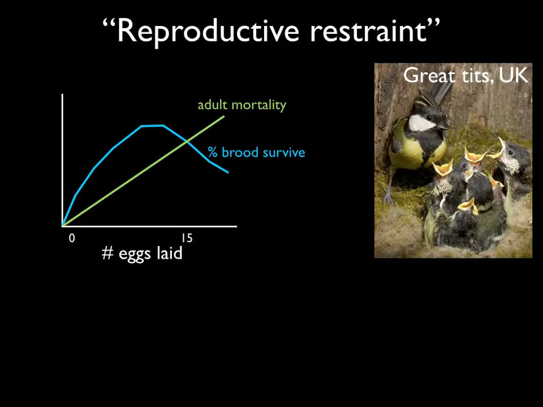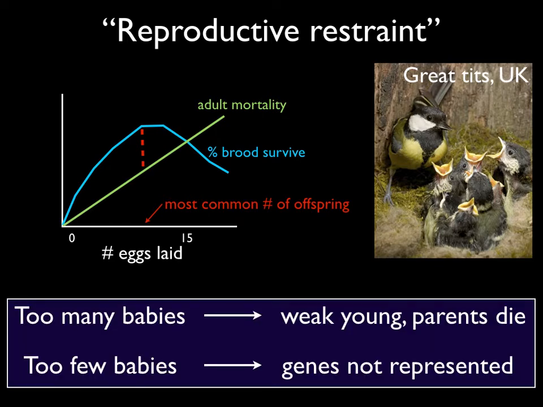And this is just showing you an example of reproductive restraint, why it looks like birds might be laying fewer eggs than they could, but how it actually makes sense from the point of view of the individual. So if you look at these curves of adult mortality and the percentage of brood surviving, we see that the greatest gap between how likely the children are to survive and how likely the parents are to die while taking care of these birds occurs right here, and this is in fact the most common number of offspring. And what's happening is in this population, some birds will have too many babies.